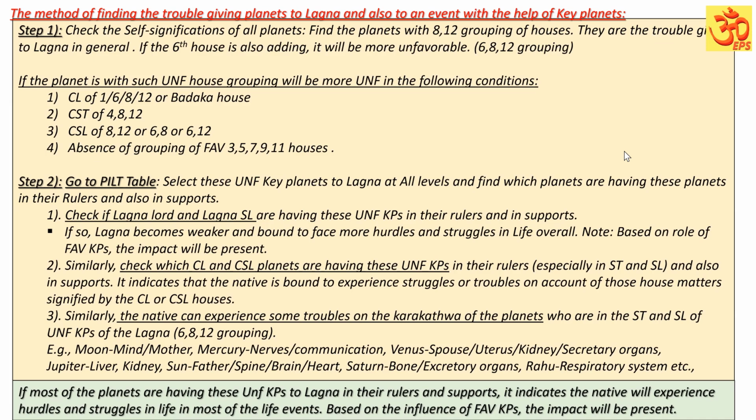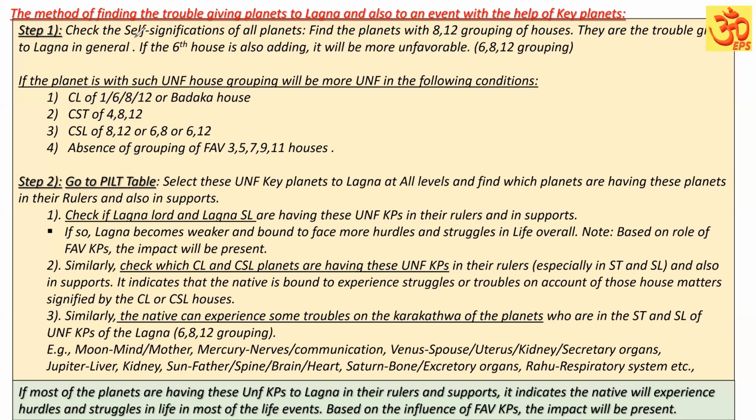Normally, finding the trouble-giving planets has to be given more importance than finding the favorable key planets. If trouble-giving planets are present in the chart, it indicates some weakness. Suppose unfavorable key planets are not there; the absence of unfavorable key planets itself indicates that the chart is supportive, and the presence of favorable key planets makes it more favorable. So let us focus on the unfavorable key planets first, then we'll go for the favorable key planets.